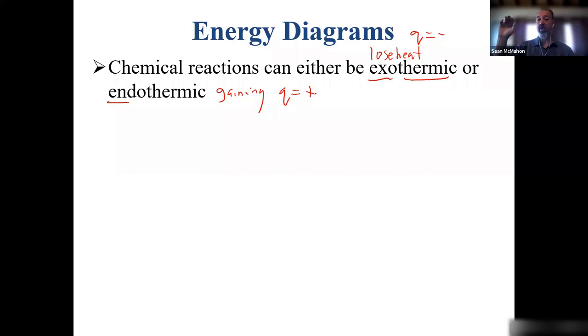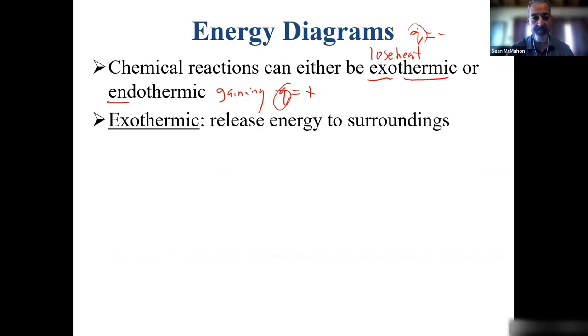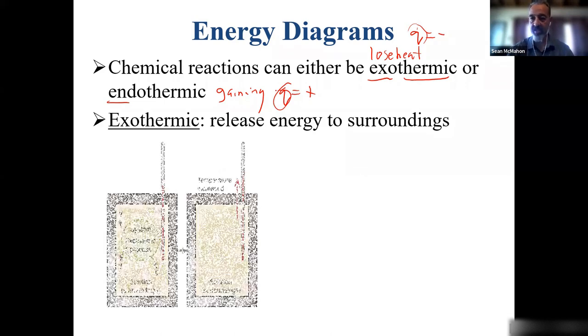So combustion, the burning of wood, is exothermic. It loses the heat. But the surroundings, my hands, is endothermic because now it's absorbing the heat. So that value of Q is the same. It's equal in magnitude. You can think of it as almost an absolute. It's equal in magnitude, but it's just opposite in direction, and that's what the sign tells me. So exothermic releases energy to the surroundings.